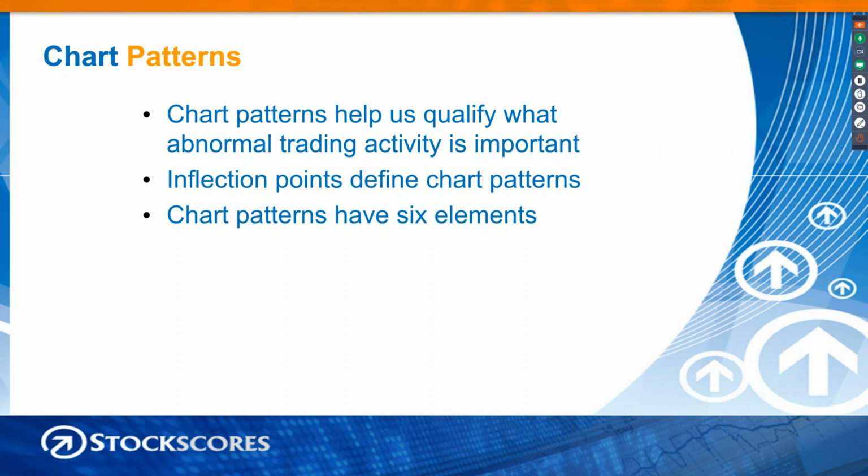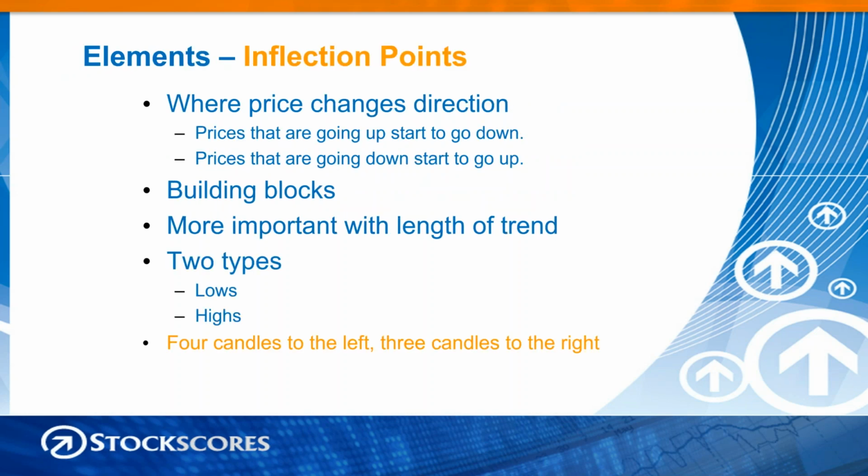So an inflection point occurs when price changes direction. So if price is going up and it stops going up, you have an inflection point top. Price is going down and it stops going down, you have an inflection point low. So this is an inflection point high, this is an inflection point low. That's all it is. Peaks and valleys. Good way to understand it.